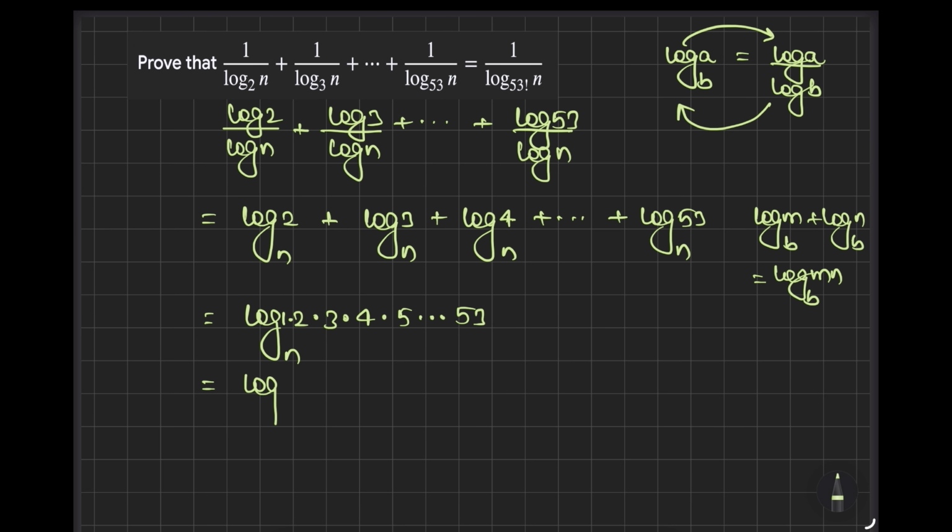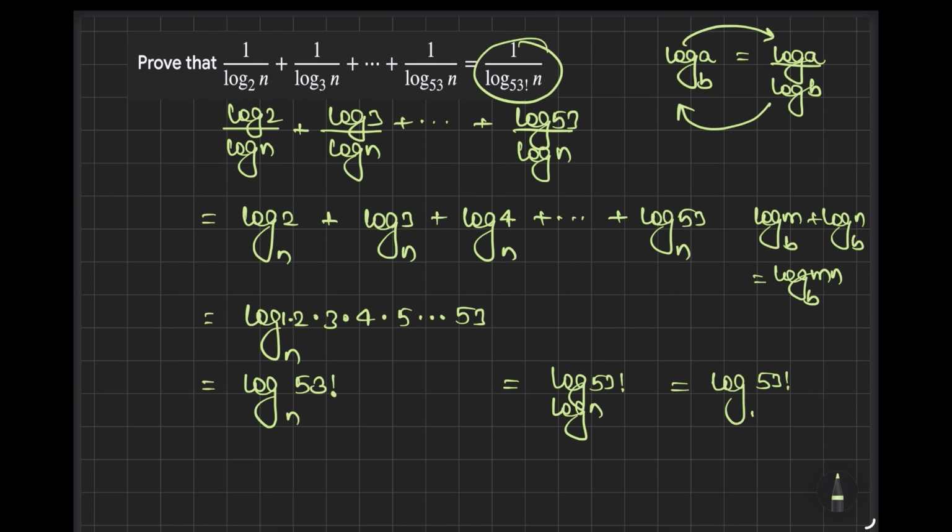So can I write log 53 factorial base n, and this is also nothing but the same thing, log n by log 53 factorial, and again, backtracing, log 53 factorial base n. Okay, I hope the idea is clear and you can handle similar situations.